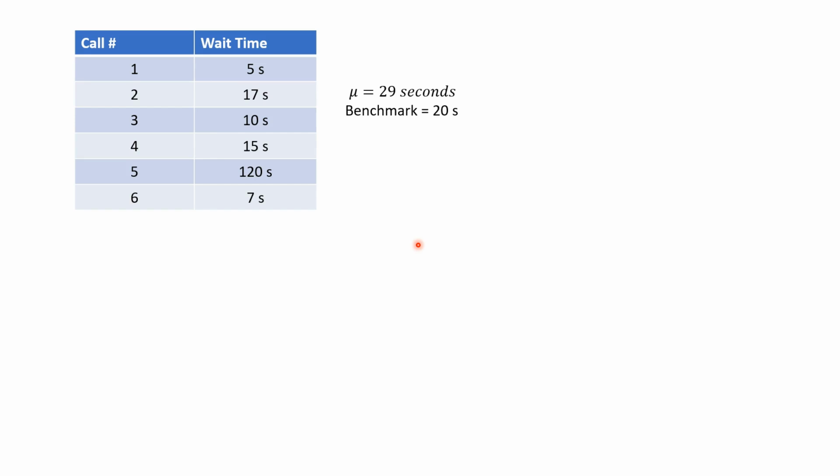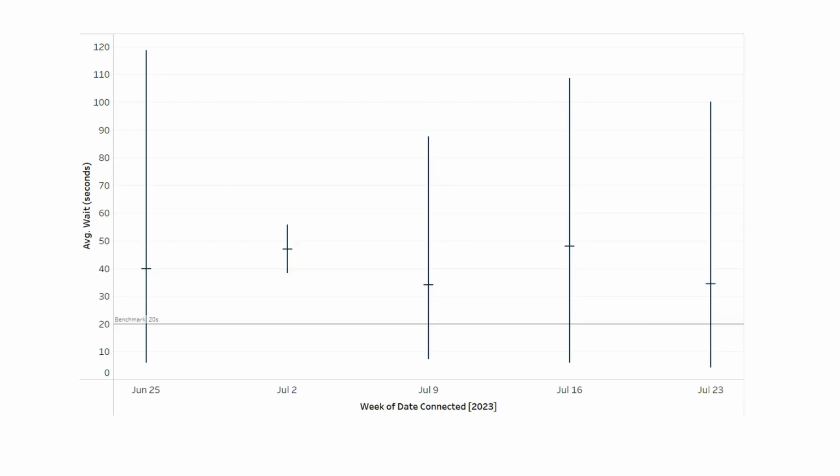And this brings us to the multi-vari chart. The multi-vari chart demonstrates the range as well as the average. If we go back to our call example, the range is what is the shortest wait time and what is the longest wait time. If we focus just on the week of June 25 here, the longest wait time is at the top of the chart here, around 120 seconds. And the shortest wait time is around about 5 seconds down here at the bottom. And then our average is the cross line in the middle.